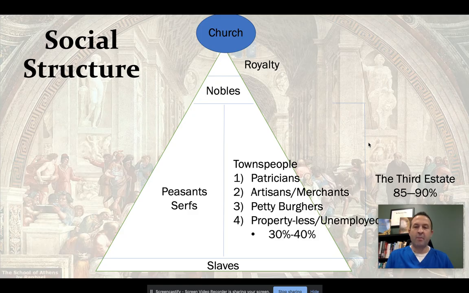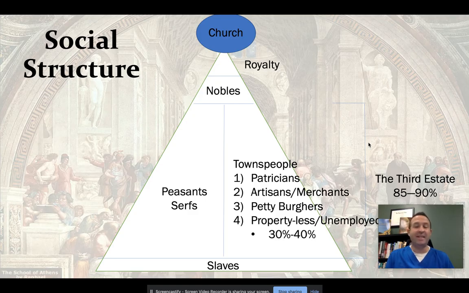Now, to drive my point home that the Renaissance was mostly about the elites, 85 to 90% of the population were considered what's called the third estate. Almost 90% of the population is not royalty, not aristocracy. So what did they see here? Well, we did see at the end of the Black Death, especially in Western Europe, the elimination of serfdom. So yeah, it's a great thing.